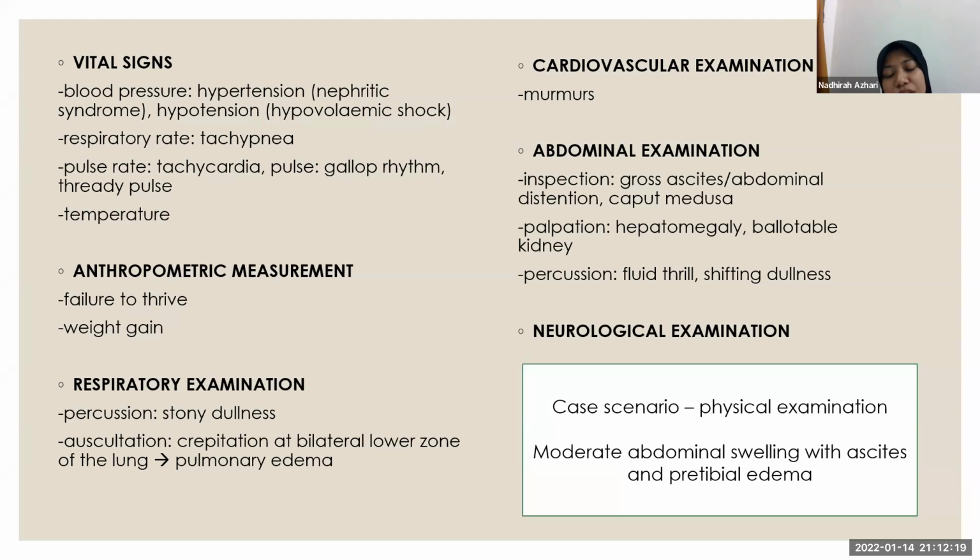And then we also need to do a neurological examination in case of post-streptococcal glomerulonephritis, because hypertensive encephalopathy can be presented with hyperreflexia. Okay, so back to the case scenario, on physical examination she has moderate abdominal swelling with ascites and also pretibial edema.